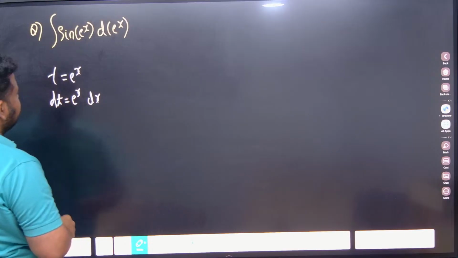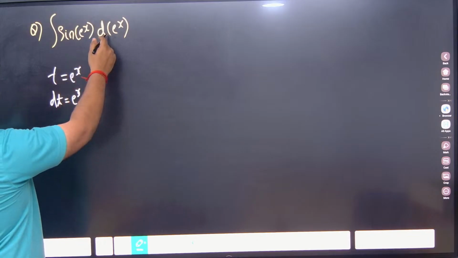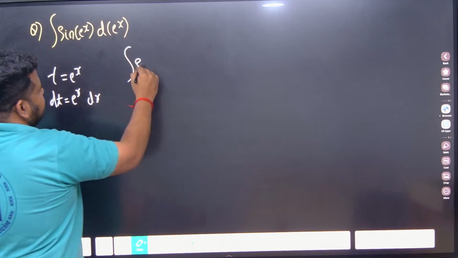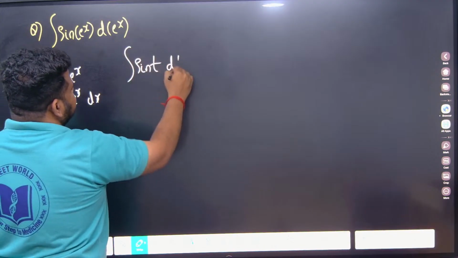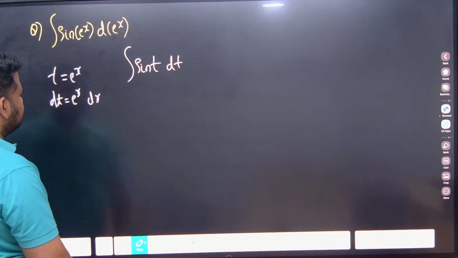Now we have e^x dx. So if I put t, this entire thing will become the integral of sin t, and d of e^x will become dt.